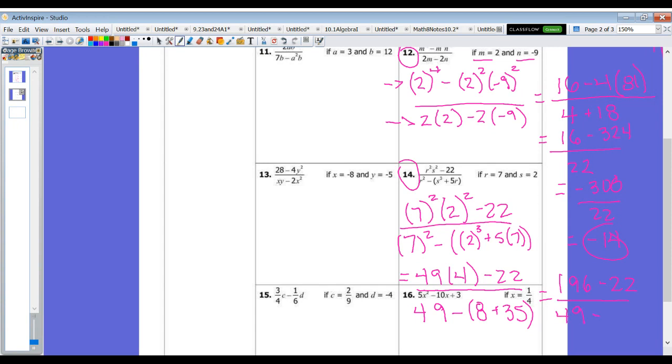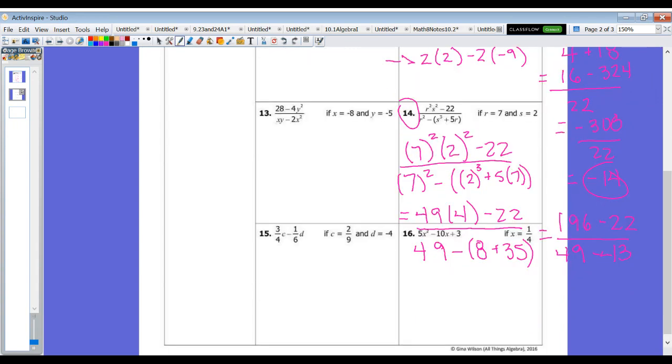49 minus, let me do what's in that set of parentheses. That's 43. Let me scroll down a little so we have a little more room. 196 minus 22 is 174 over 49 minus 43, 6. And again, do that division out, see if it works. It does. It gives us an answer, 29.